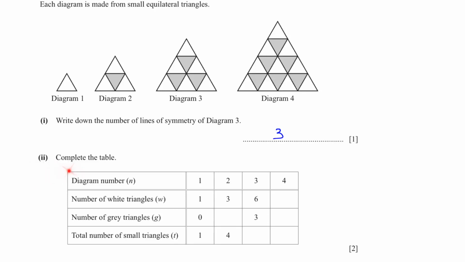In B2, we are asked to complete the table. So number of white triangles in diagram 1, 2, and 3 is already given to us. We have to find in diagram 4. So we'll count them 1, 2, 3, 4, 5, 6, 7, 8, 9, 10. Number of gray triangles. In diagram 1, it is 0. Diagram 2, it is 1. And in diagram 4, it is 6. Total number of small triangles. 6 plus 3, 9, and 10 plus 6, 16.